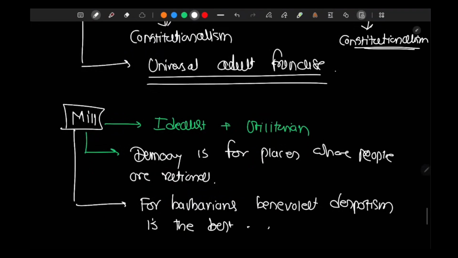Mill is both idealist and utilitarian. He says that democracy can be given, but democracy is not a free gift to be distributed. If people are virtuous, democracy is a good form of government, but democracy is not for colonies.